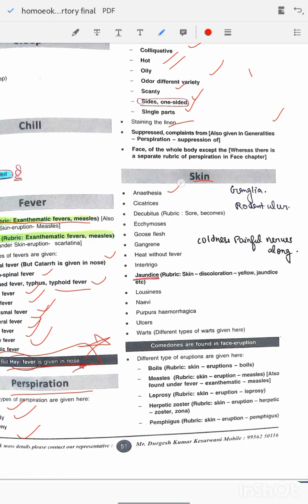Skin, we have anesthesia, cicatrices, decubitus, ecchymosis, goose flesh, gangrene, heat without fever, impetigo, jaundice, lousiness, naevus, purpura hemorrhagica, ulcer, warts. Comedones is found also in face eruption. There are different types of eruption such as boils, that is skin eruption boils. Measles, skin eruption measles. Leprosy, skin eruption leprosy. Herpes zoster, skin eruption herpetic. Pemphigus, skin eruption pemphigus.